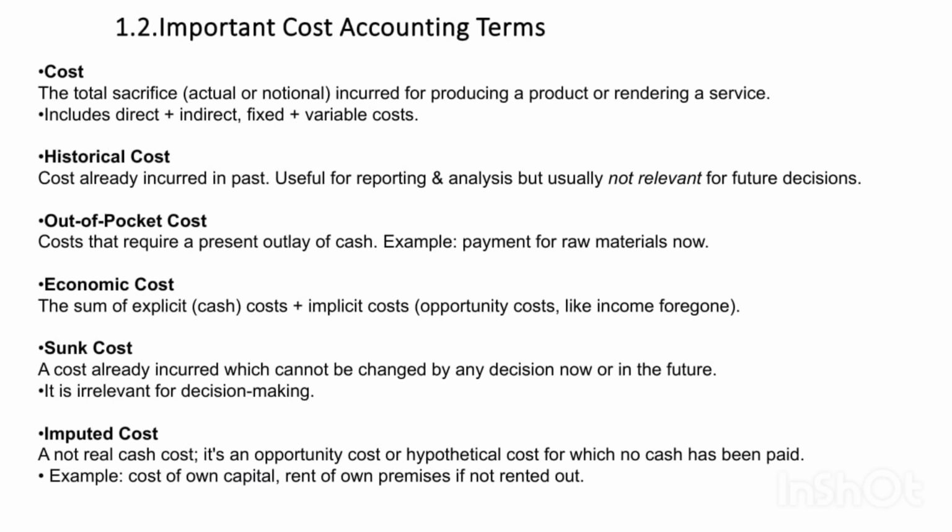Fourth one is economic cost. Economic cost is explicit cost, that is actual money spent, plus implicit cost, that is like lost opportunities. Think of it as the total cost of choosing one option over another.